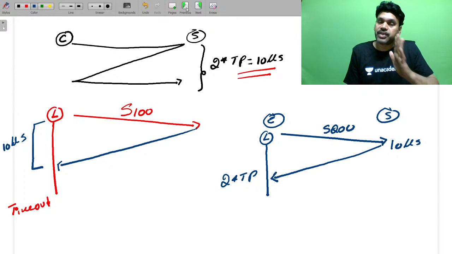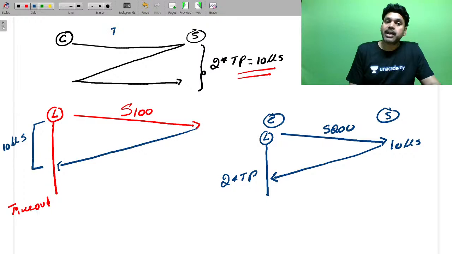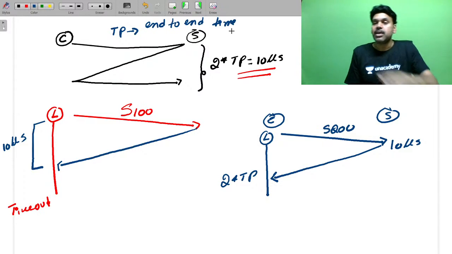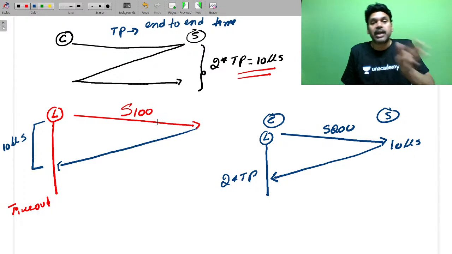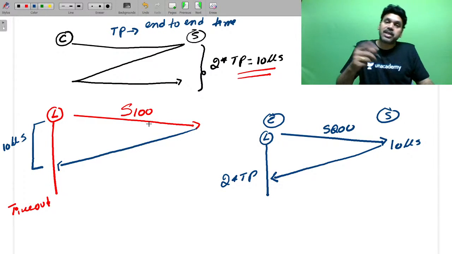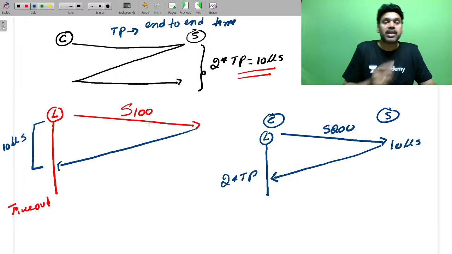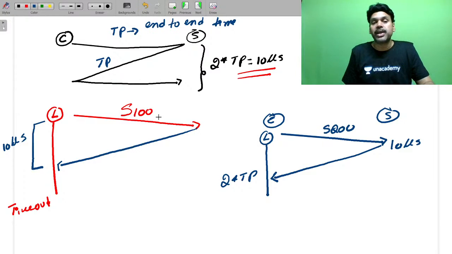I already taught you what TP is. TP is nothing but end-to-end time, from one TCP module to another TCP module. Like on WhatsApp, when you transmit a message, that is called TP. And when blue ticks appear, that means it has been acknowledged. So it takes one TP time on one side, and the acknowledgement also takes TP time on the other side.